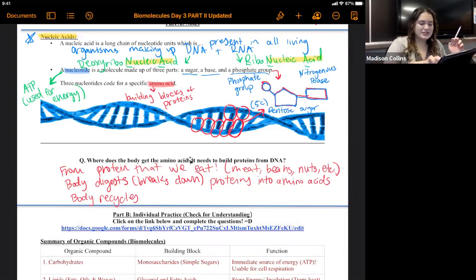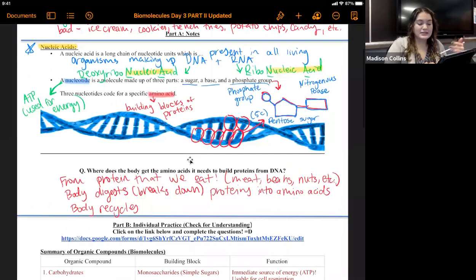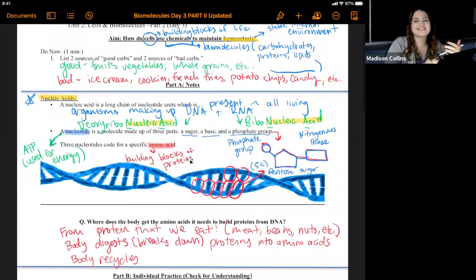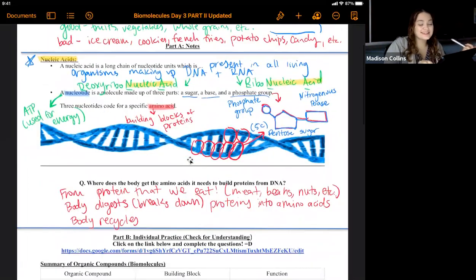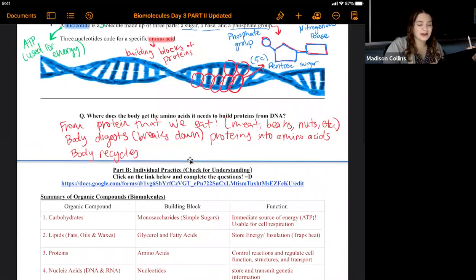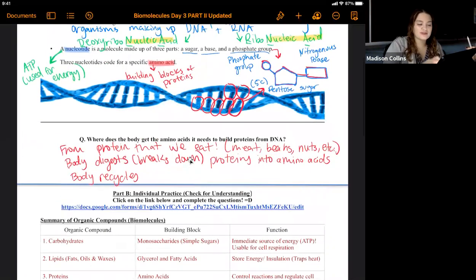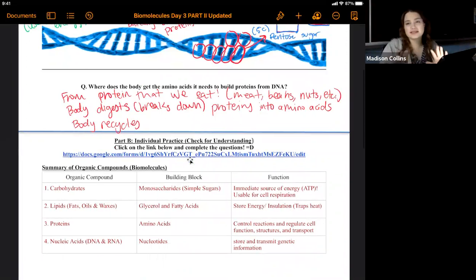Okay, so where does our body get the amino acids we need to build proteins from DNA? From stuff that we eat. If you have any questions about this, I know that this is a lot of information. Ooh, my lights turned off. Please let me know, because I know this is complicated, but we will be going over this more in the next few days.